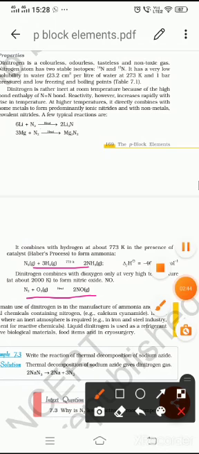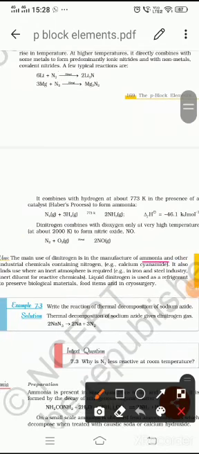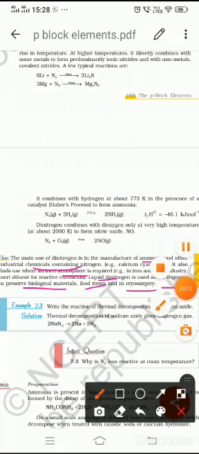The main use of nitrogen is in the manufacture of ammonia and other industrial chemicals, calcium cyanamide, which is also a fertilizer, and it is used to maintain an inert atmosphere in metallurgy. And liquid dinitrogen is also used as a refrigerant, which is a very important use, to preserve biological material, food items, and in cryosurgery.